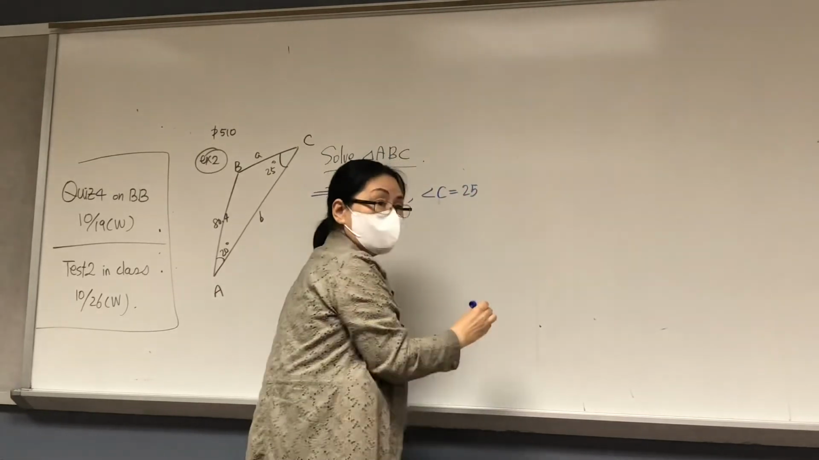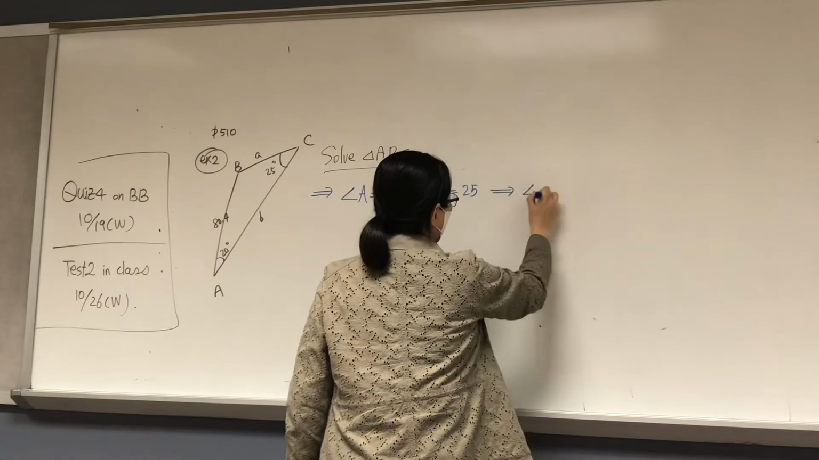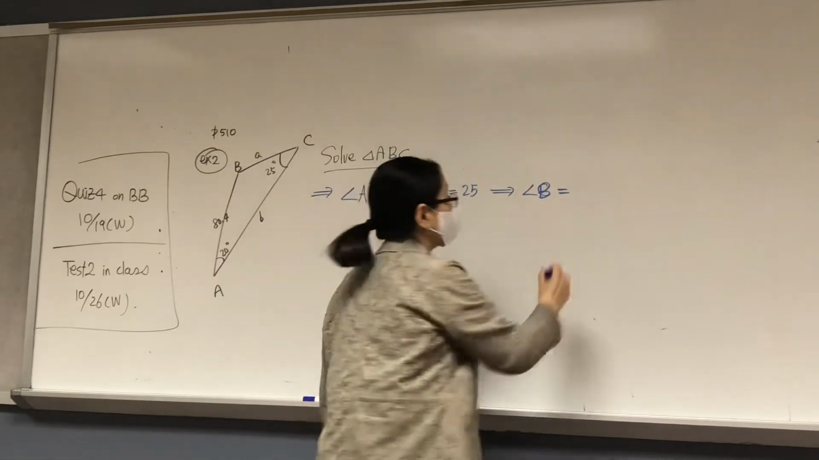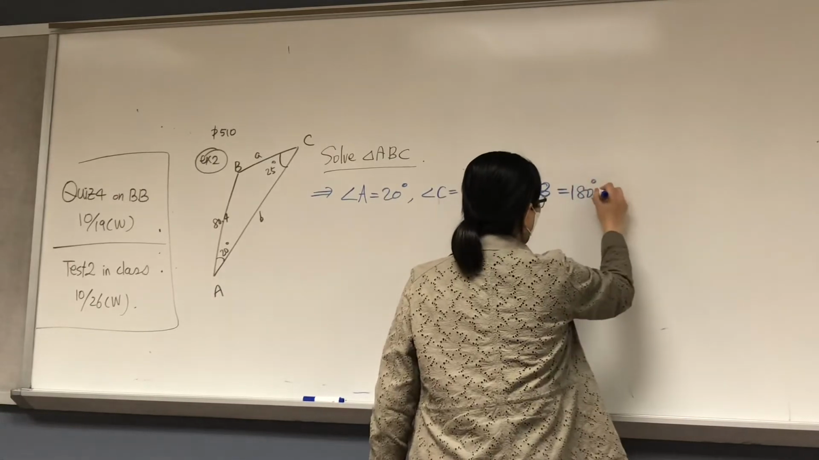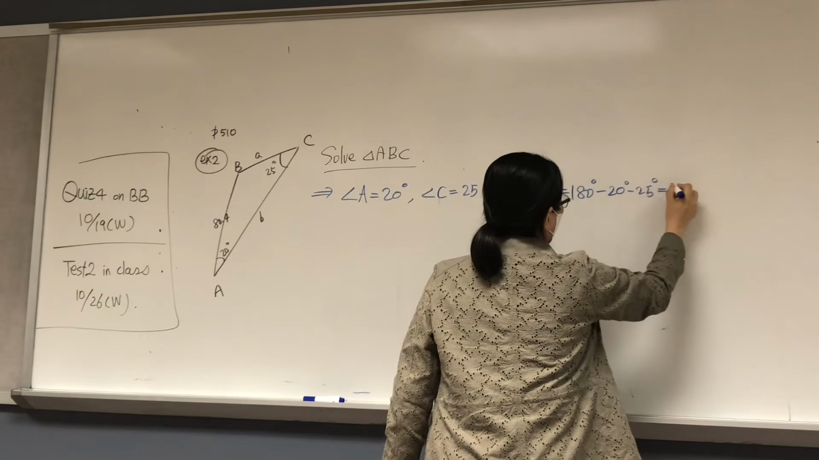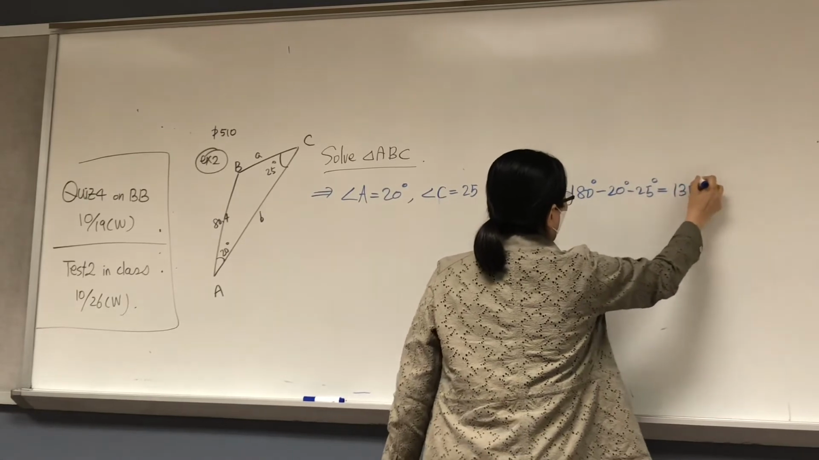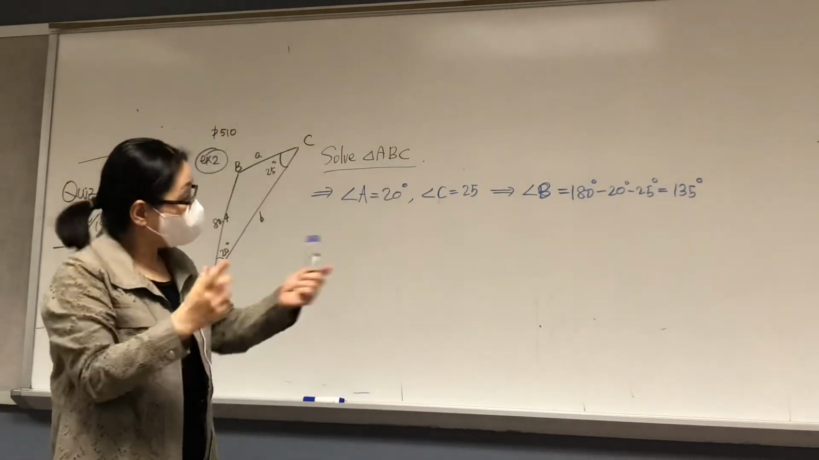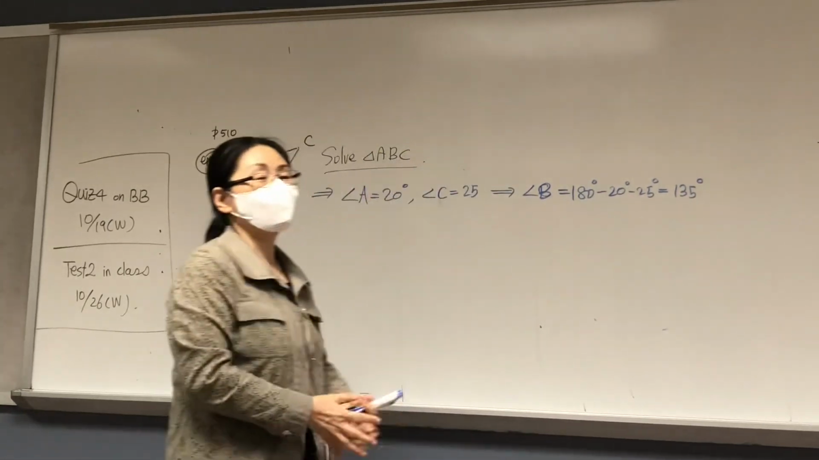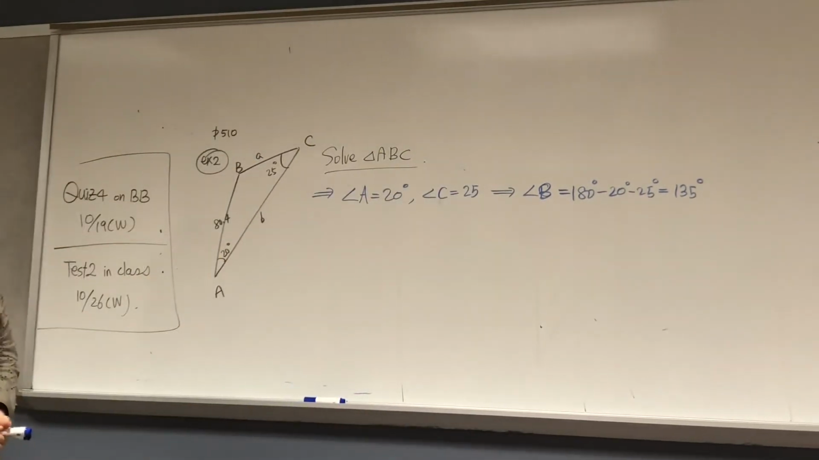So what is angle B? Angle B is 180 minus (20 plus 25). Oh, it says plus in the book. Am I right? Plus and minus together. Oh yeah, because it has it in parentheses. Okay?